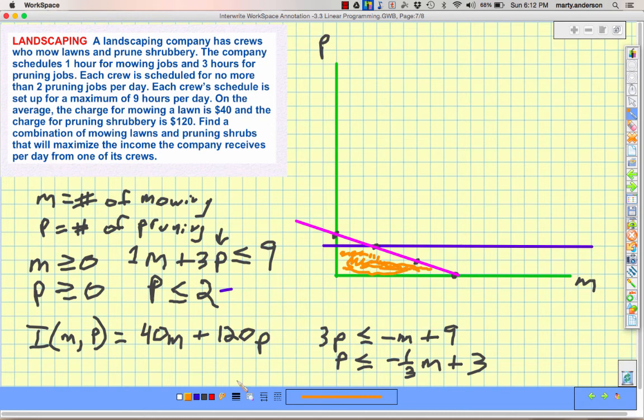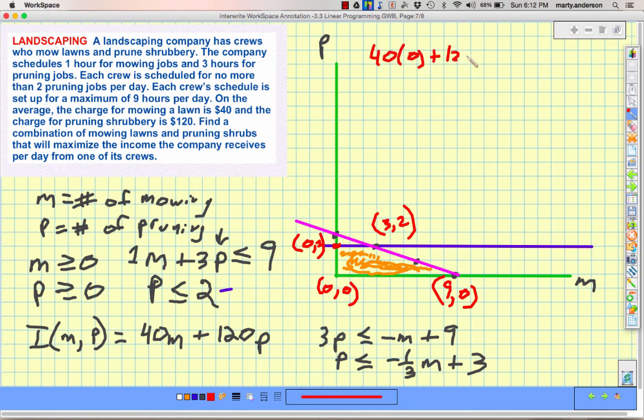And now let's find our corner points. I've got 0, 0. I've got, that must be 9, 0. I've got 3, 2. And I've got 0, 2. And I want to maximize my income. So if I work no jobs, $40 times no jobs plus $120 times no jobs equals no money. So that's how you go bankrupt. You start a business and you don't do anything.